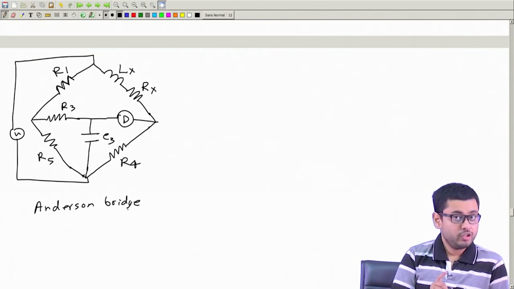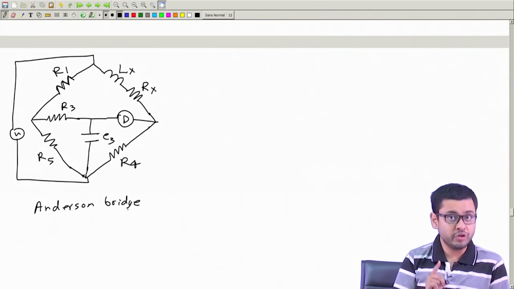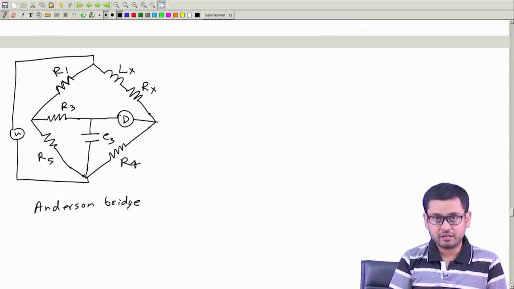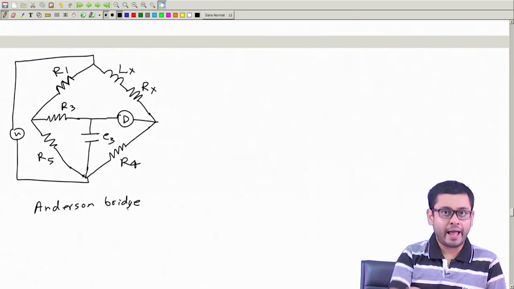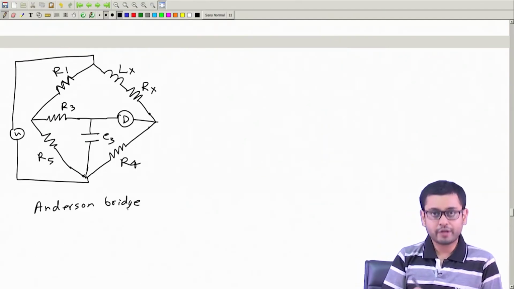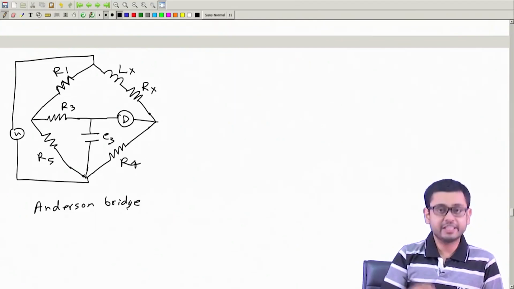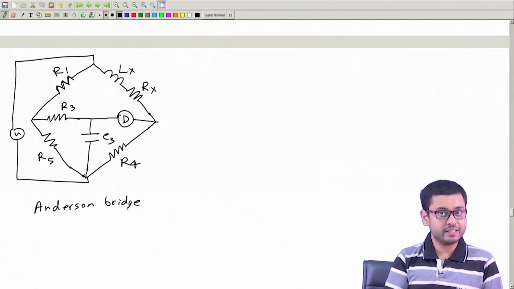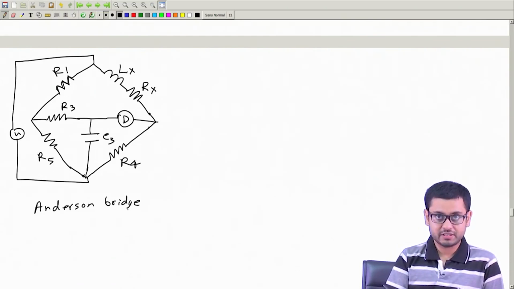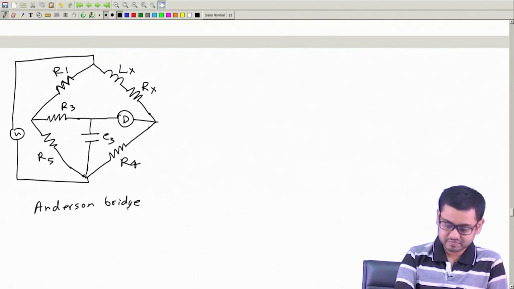Okay. You are not at all expected to remember this bridge. We are not going to ask you to draw the Anderson bridge, how does it look like. No, not at all. Do not memorize it. What we may ask you is, given this bridge, can you find the balance equation using the knowledge of circuit theory? Okay. So, you are expected to find the balance equation of any complicated bridge. You are not expected to remember the structure of these peculiar bridges, not at all.